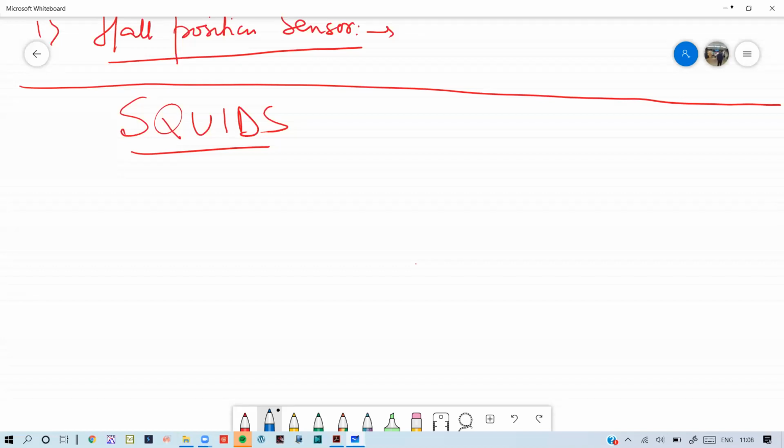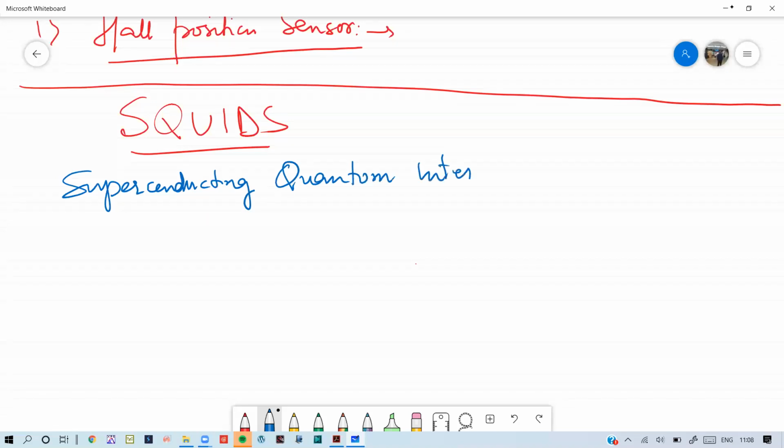So SQUID is actually a superconducting quantum interference device. This S is not needed; it is simply SQUID, where the plural is SQUIDs. So, device.